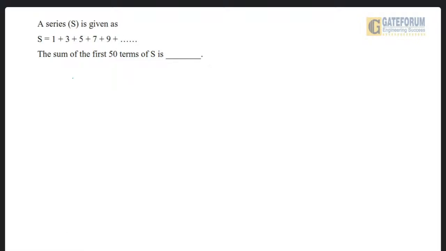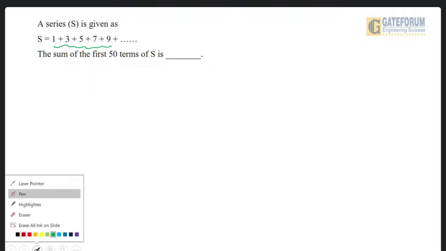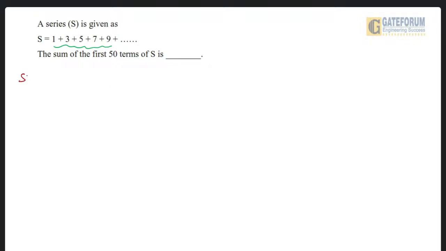And the solution is: this is the sum of odd natural numbers 1, 3, 5, 7, and so on. We know that the sum of the first n odd natural numbers, 1 plus 3 plus 5 plus so on to n minus 1, is n square. In place of n, just put 50. You will get the answer directly. Or, if you do not remember that the sum of the first n odd natural numbers is n square, you can do it by comparing with an arithmetic progression.